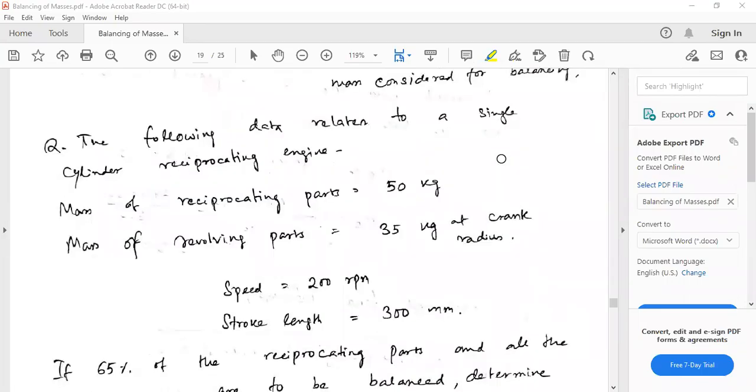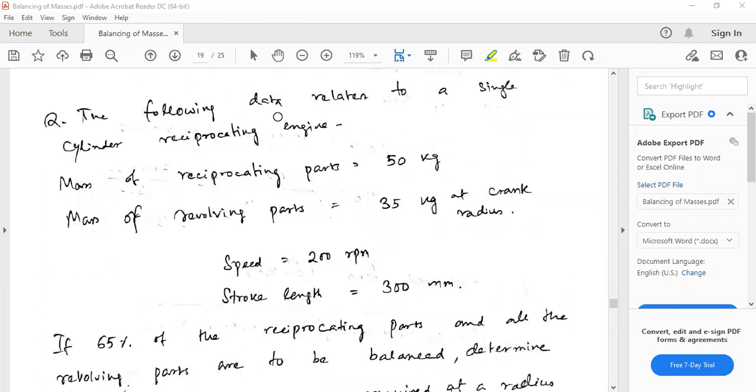Dear students, let's quickly go through one numerical on balancing of reciprocating masses. Let's read this. The following data relates to a single cylinder reciprocating engine. Carefully have a look. Single cylinder reciprocating engine. So this is where we have a crank.